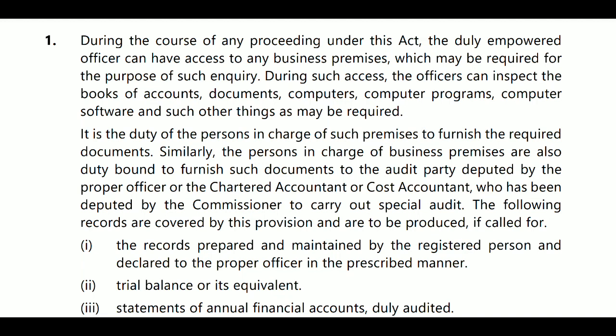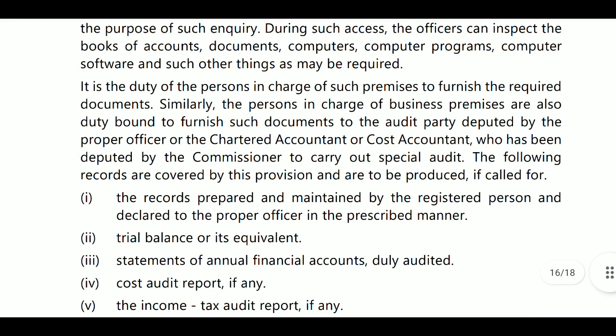It may include books of accounts, documents, computer programs, computer software, whatever he wants, he will access and inspect. Here they will come and ask you. So it is the duty of the person in charge of such premises to furnish the required documents. Whatever documents are asked by the GST empowered officer, the person in charge must provide.